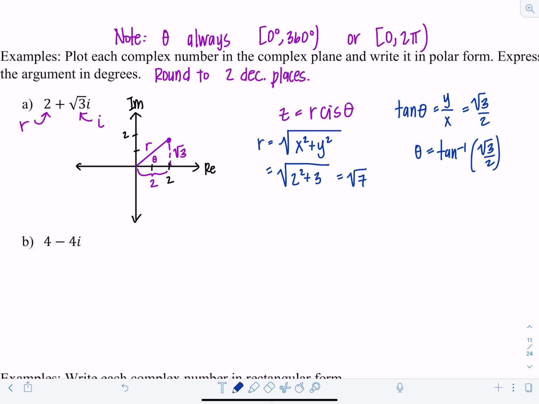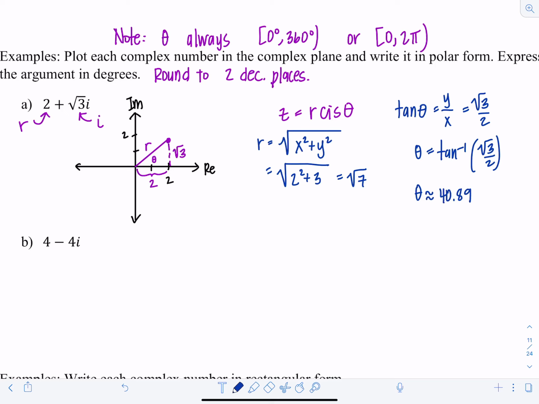No, that's not a nice one that we know from the unit circle. Don't let the rad 3 over 2 deceive you. So in your calculator, you can get that this is approximately 40.89 degrees. Okay, so if I were to write it in polar form, now I would say z is equal to rad 7 cis 40.89 degrees.